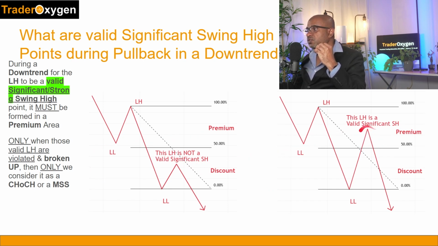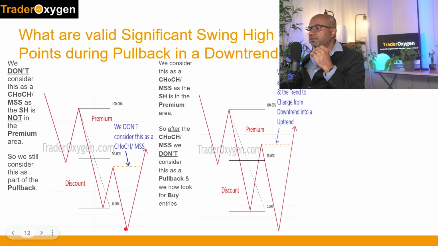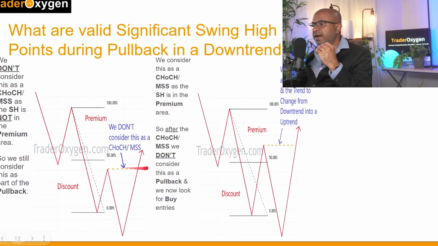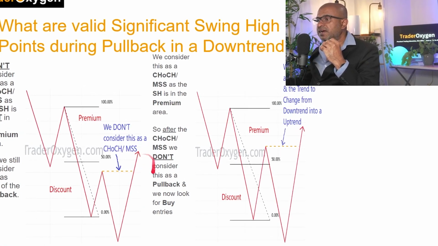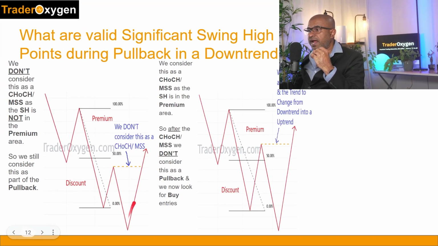Only when this strong swing point is broken up, only then we consider it to be a change of character or market structure shift. So it shows in this diagram. For example, when you compare left and right, this lower high or swing high is not in the premium, whereas this one, this swing high, is in the premium. So if the price violates this and breaks this up, we still consider this to be part of the downtrend and part of the pullback.